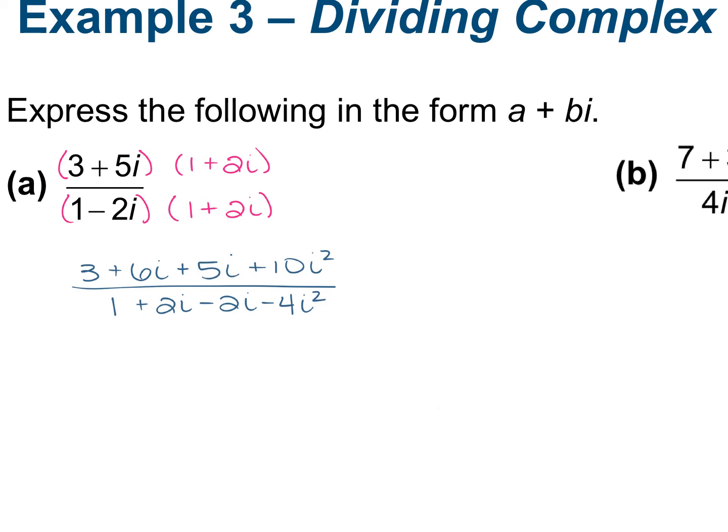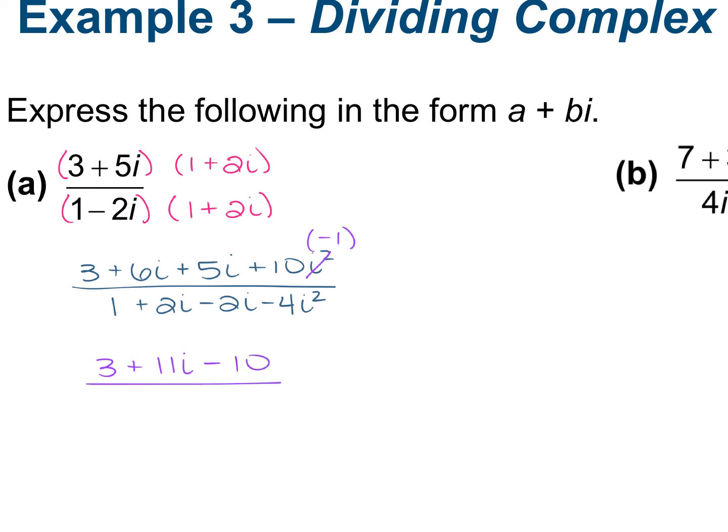Combine your like terms from here on both the numerator and the denominator. You can also change that i squared to be negative 1. So up top, we're going to have 3 plus 6i plus 5i gives us 11i plus 10 times i squared. So that's 10 times negative 1, which is negative 10.